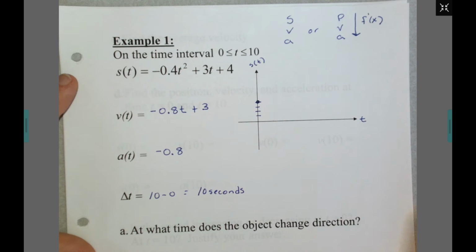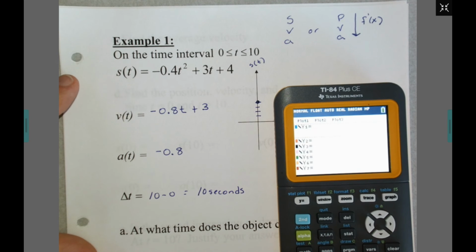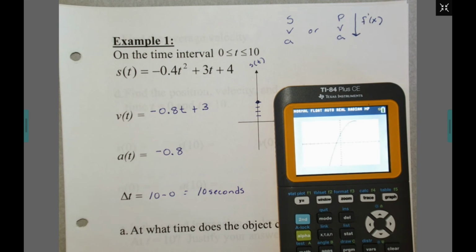And honestly, I'm not going to graph the rest of it. We're going to use the calculator. So typing in, I go ahead, go y equals, I got negative 0.4x squared plus 3x plus 4. Go ahead and graph this. So on our graph, we care about a couple things here. One would be the max. Okay, I want to know what is the maximum there.